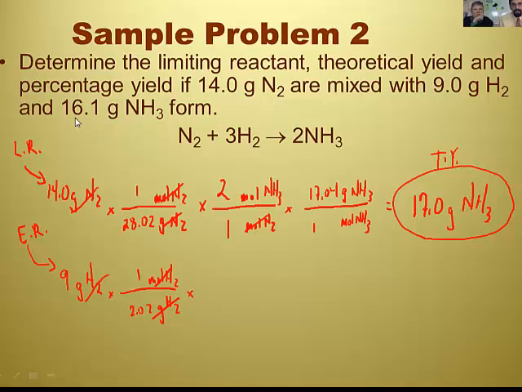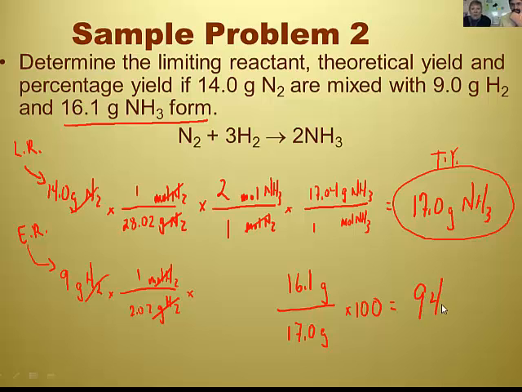According to this, we formed 16.1 grams of NH3, which is the actual or experimental. We divide that by 17.0 grams. Multiply by 100. 94.7%. Ooh, that's a better percent yield. That's a better percent yield than last time.